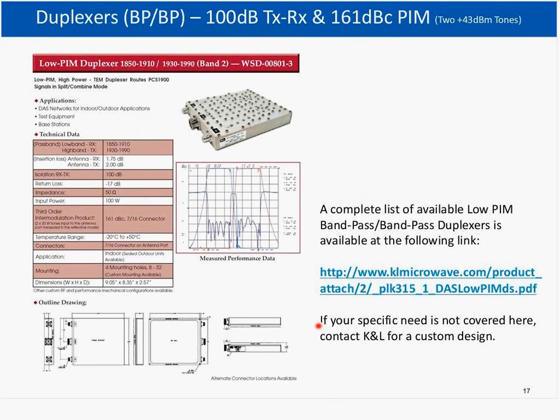More information about BEMPAS filters with 100 dB isolation from TX to RX and 161 dB CP for plus 43 dBm two-tone can be found on this link on the internet.